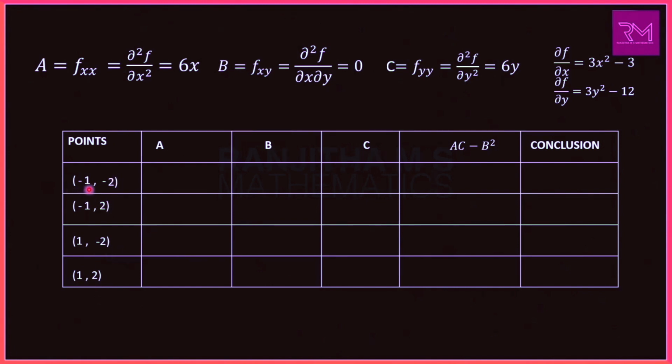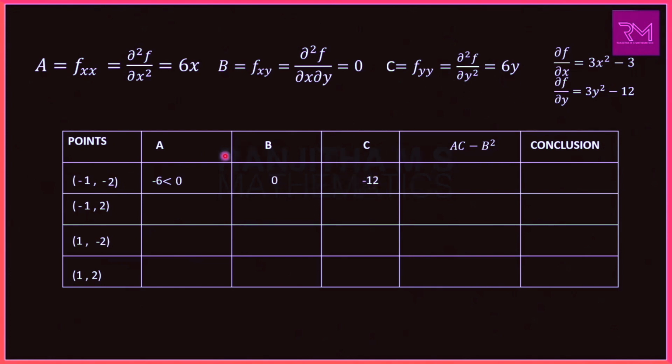Next we have to find the A, B, C values. For that, substitute x as -1 and y as -2. Here A is 6x. In place of x we substitute -1, so 6 times -1 is -6. Hence A is -6, which is less than 0. B is 0 itself. C is 6y, so substitute y as -2: 6 times -2 is -12.